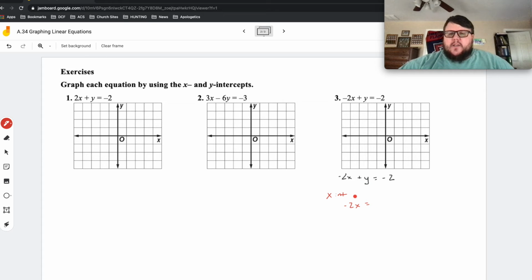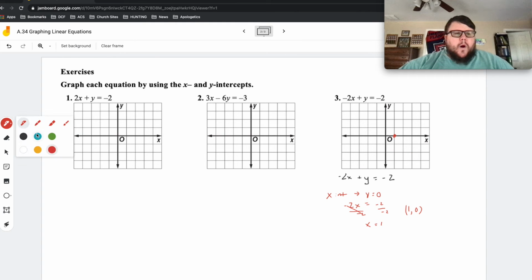So I'm going to say y equals 0. So y equals 0, so that would end up canceling it out. So I just get negative 2x equals negative 2. Divide both sides by negative 2. And you get x equals 1. So my x-intercept is 1, 0. And I'm going to go ahead and plot that point.